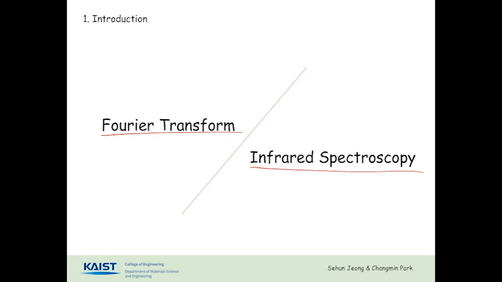Infrared spectroscopy is well known as the analysis of infrared light interacting with a molecule. Then, Fourier transform is required to convert the raw data into the actual spectrum. So it is one of the spectroscopic techniques.